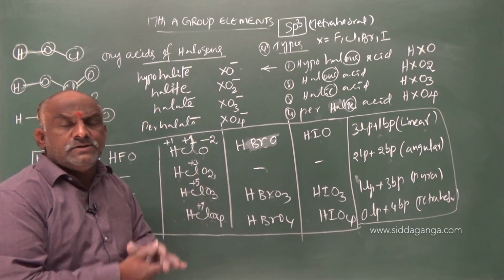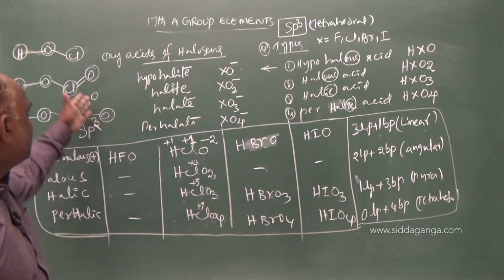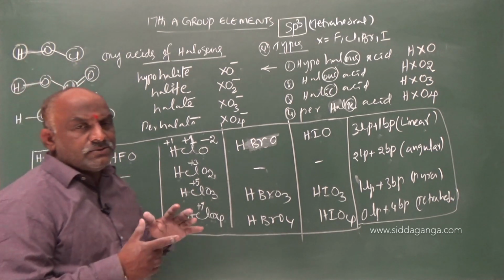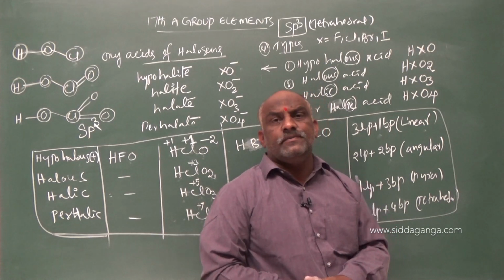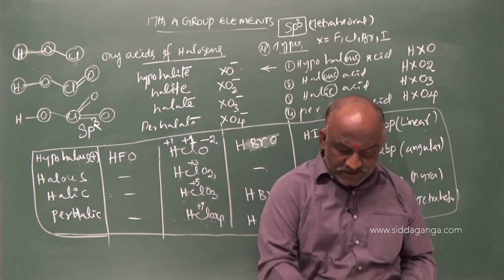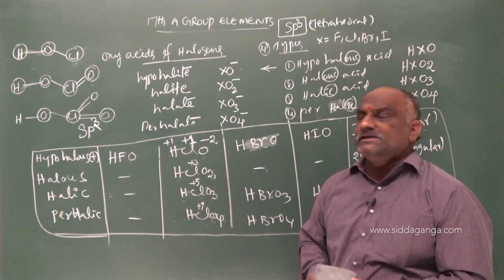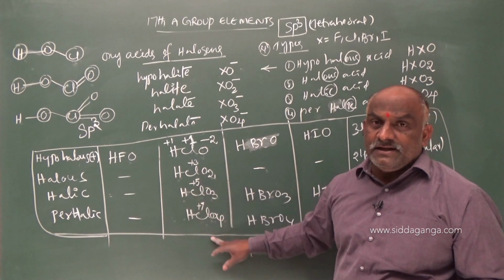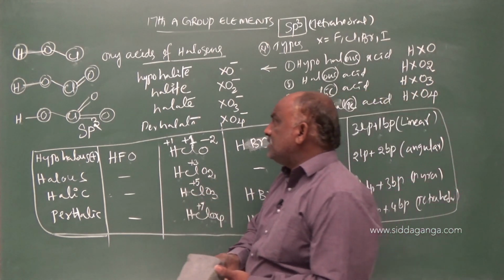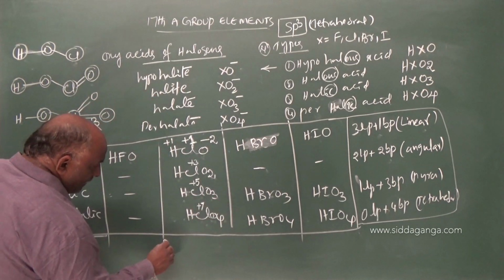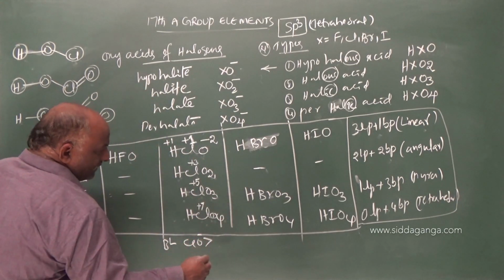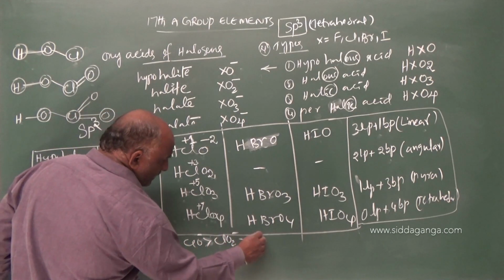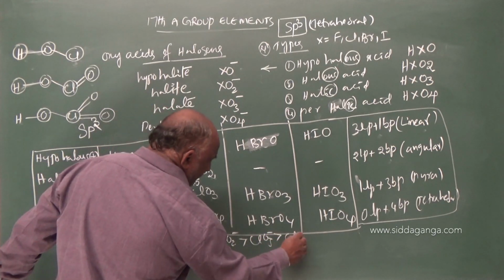These are the basic things you have to revise. The structures are like this. Linear HOCl is simple; first you draw HOCl, and for the next structures you connect Cl with double-bonded oxygen. The bond length decreases for the chlorite ions and bond energy increases. So what is the bond length order? ClO minus greater than ClO2 minus greater than ClO3 minus greater than ClO4 minus.